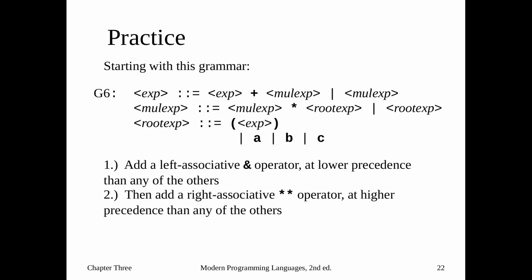So here's a practice section, and what I want you guys to do is go ahead and take the grammar G6 that we have here, pause the recording, and then attempt to add a left associative ampersand operator at a lower precedence than all the others. At the same time, add a right associative exponentiation operator, double star, at a higher precedence than any of the others. So then we'll talk about this at the beginning of the class, and we'll see what your thoughts are.